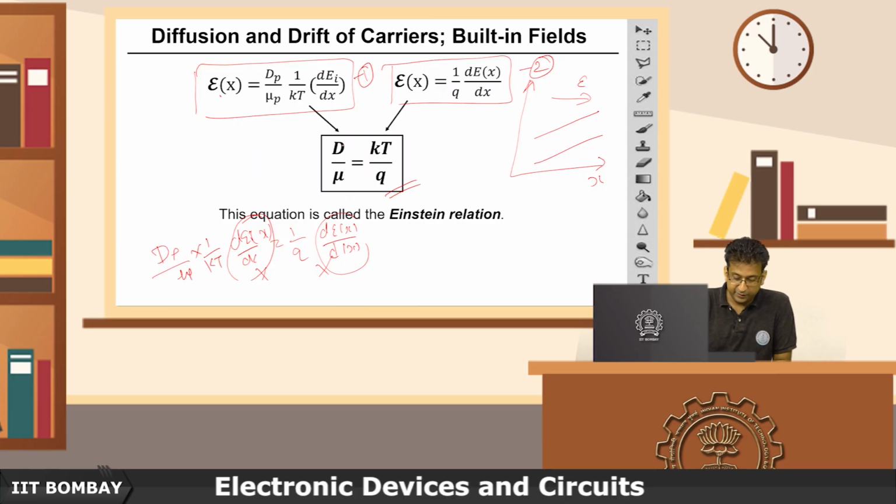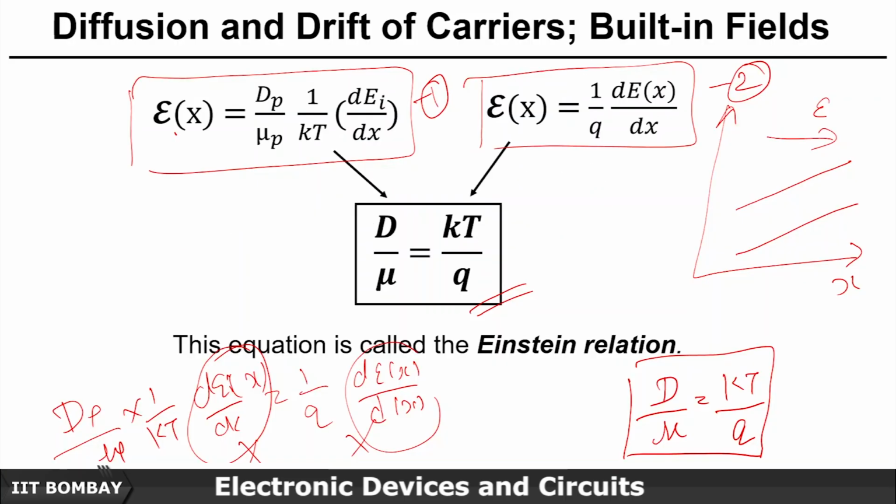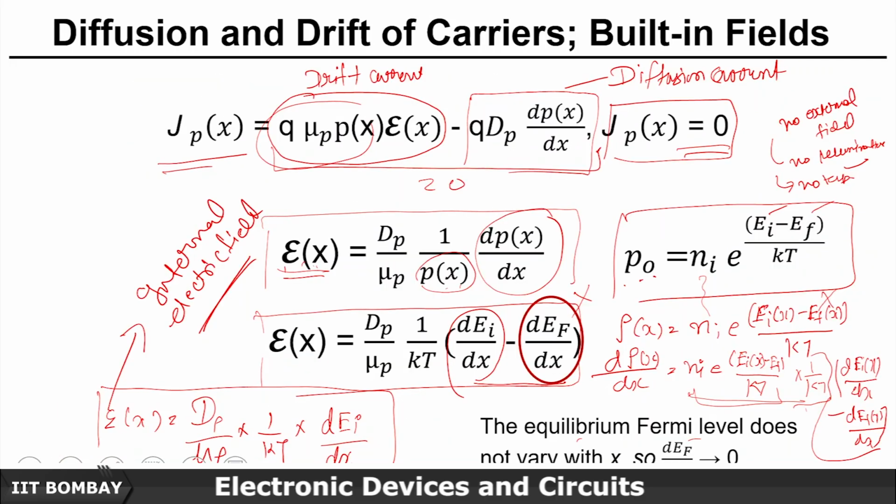So, from here, this is a wonderful expression and it is very helpful. D by mu is kT by q. You can use that. If D is given, then you can calculate mu, and if mu is given, you can calculate the D. And this also shows the relation between both of these expressions. Okay. So, now we will talk about where this electric field came from, right? When there is no electric field applied, from where did this internal electric field come?